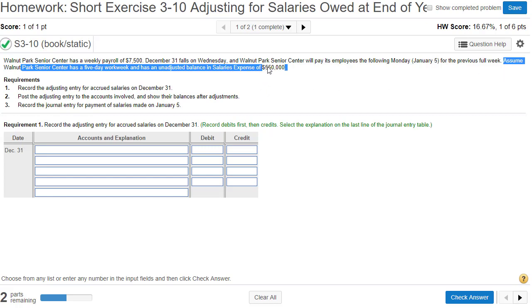And then assume Walnut Park Senior Center has a 5-day work week and has an unadjusted balance in salaries expense of $550,000. So the easiest way to do this problem is to create a little calendar and input the data on the calendar. First of all, it says the company has a weekly payroll of $7,500. That means in total to all their employees, they pay $7,500 a week. And notice it says that they have a 5-day work week.